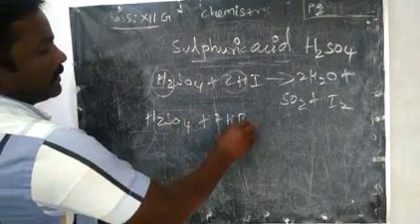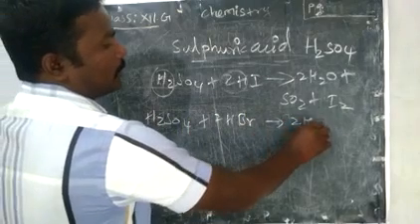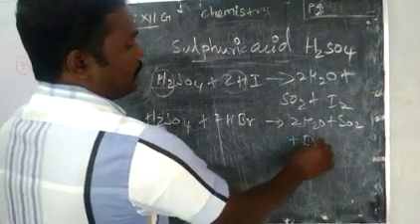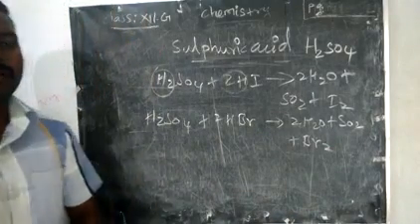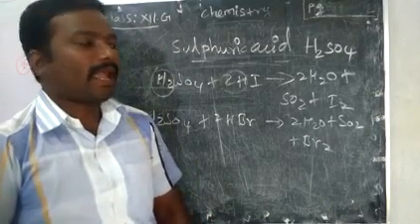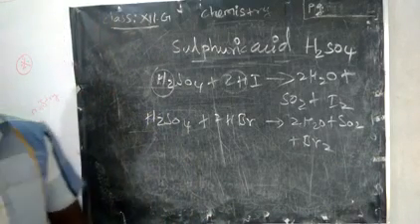Then bromine will form, 2 moles of water, SO2 with Br2. Like this, we can separate the halogen from their hydrides.